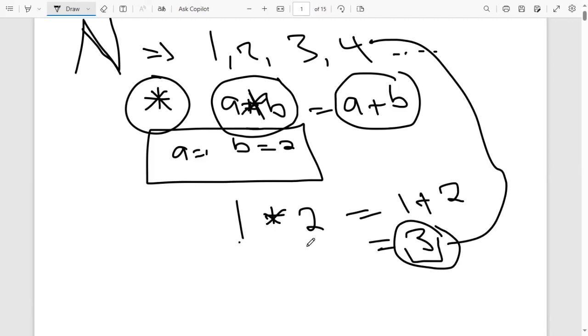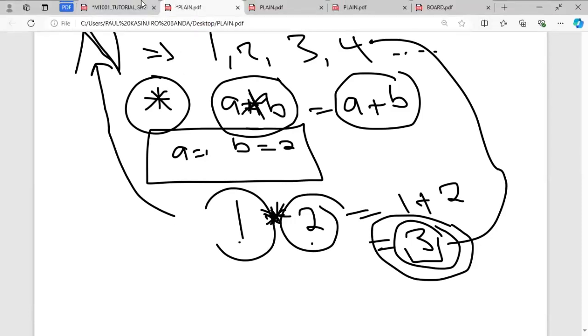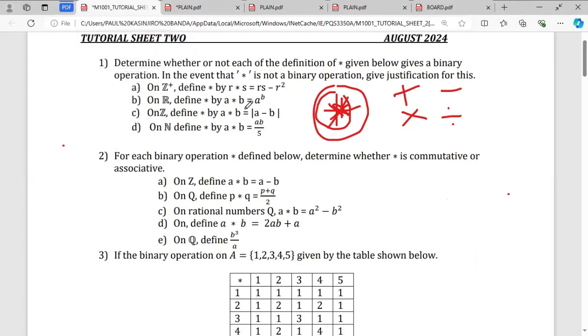So if you take two individual elements of a certain set, apply a binary operation, and the final answer is also in the same set where you got those two numbers, then it means the operation you've applied is a binary operation. Always, when we are testing if something is a binary operation, we use this closure property, which states that whatever the binary operation gives should also be in the set where you got those two individual elements. Now let's solve this.